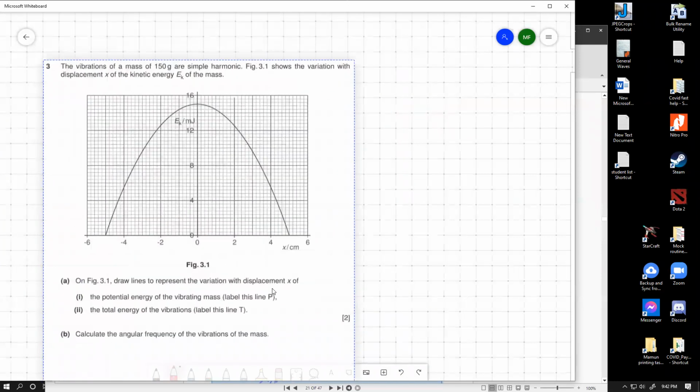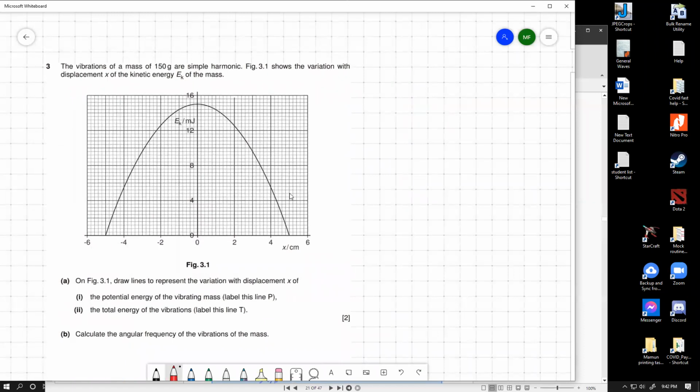Let's say this is a given graph for us for the vibration of a mass of 150 gram are simple harmonic. Figure 3.1 shows the variation with displacement x of the kinetic energy Ek of the mass. This is the kinetic energy graph. On figure 3.1, draw lines to represent the variation with displacement x for the potential energy of the vibrating mass, label this line P, and the total energy of the vibration, label this line T.